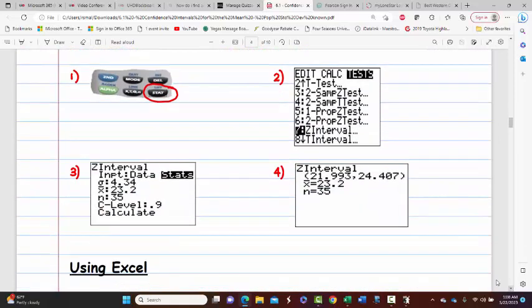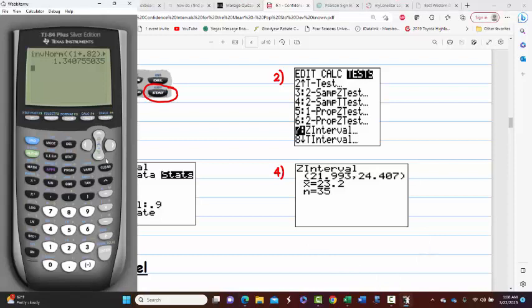So I'm going to walk through the calculator real quick on this one. We go stats, test, and number 7, Z interval. So we're using a Z process when the standard deviation is known. And I want to mention something else too, but let me finish the problem.